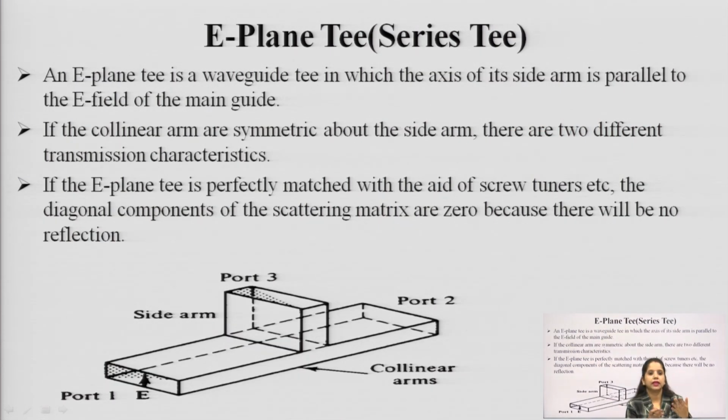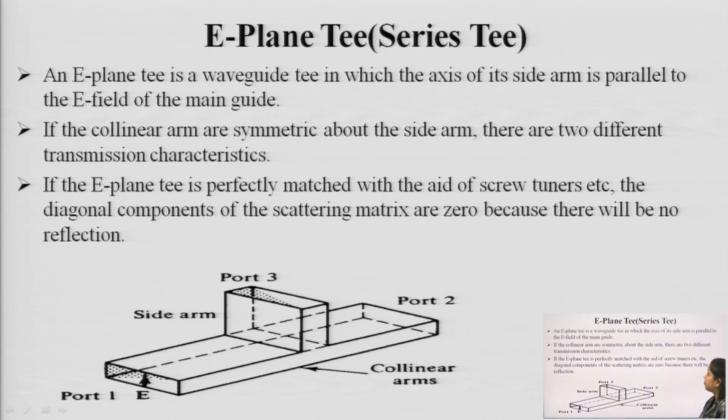Now, the most important T junctions are 3-port T junctions. 3-port T junctions are the E plane T and the H plane T. E plane T is also known as the series T. So, first of all let us see why it is called this.